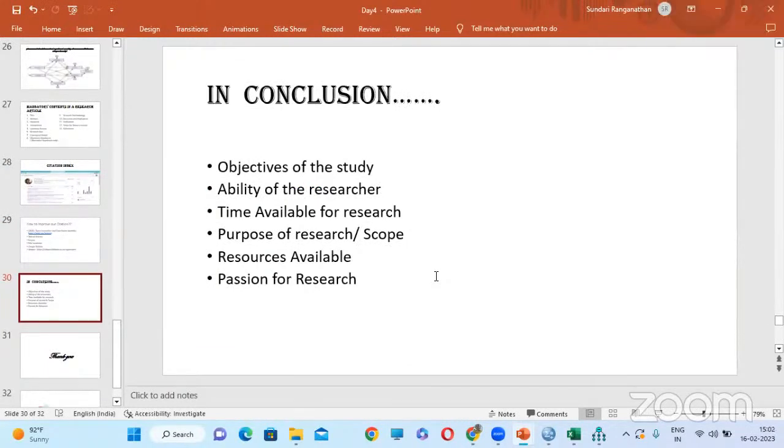The conclusion for today's session, or the last 2-3 days' sessions: the entire research work is not based on your statistics alone. It is based on the objectives of the study. Why do you want to study? What do you want to study? Only that will tell you what type of statistical tool we have to use.